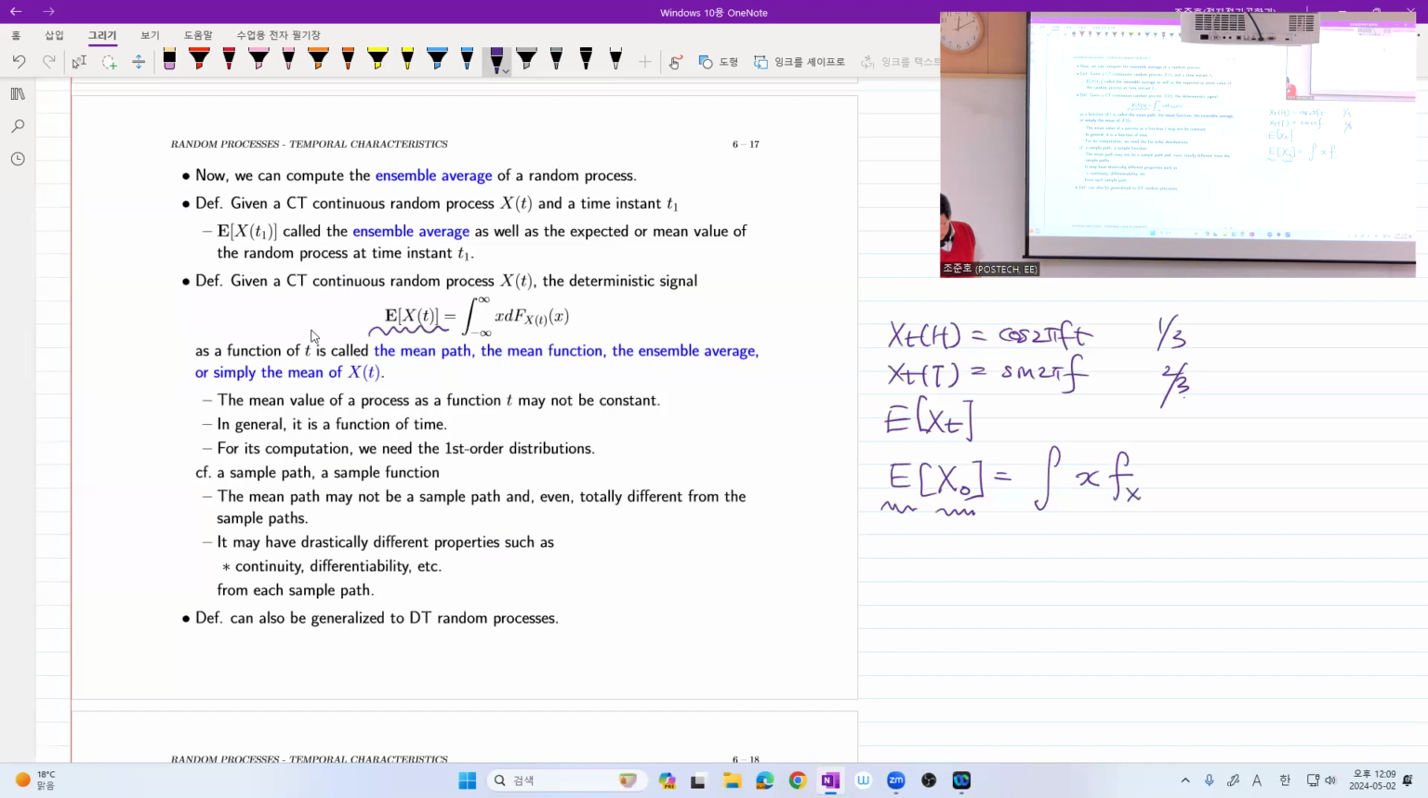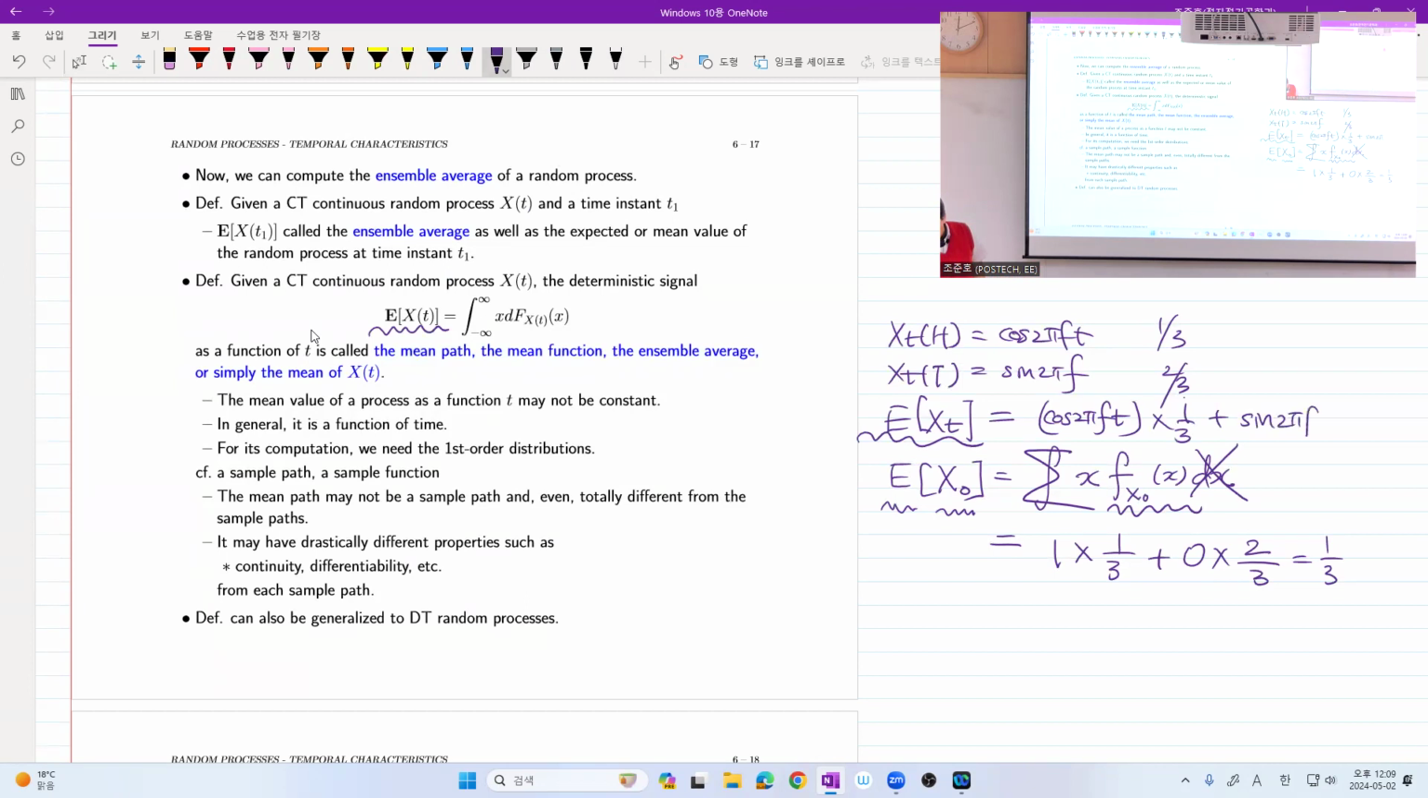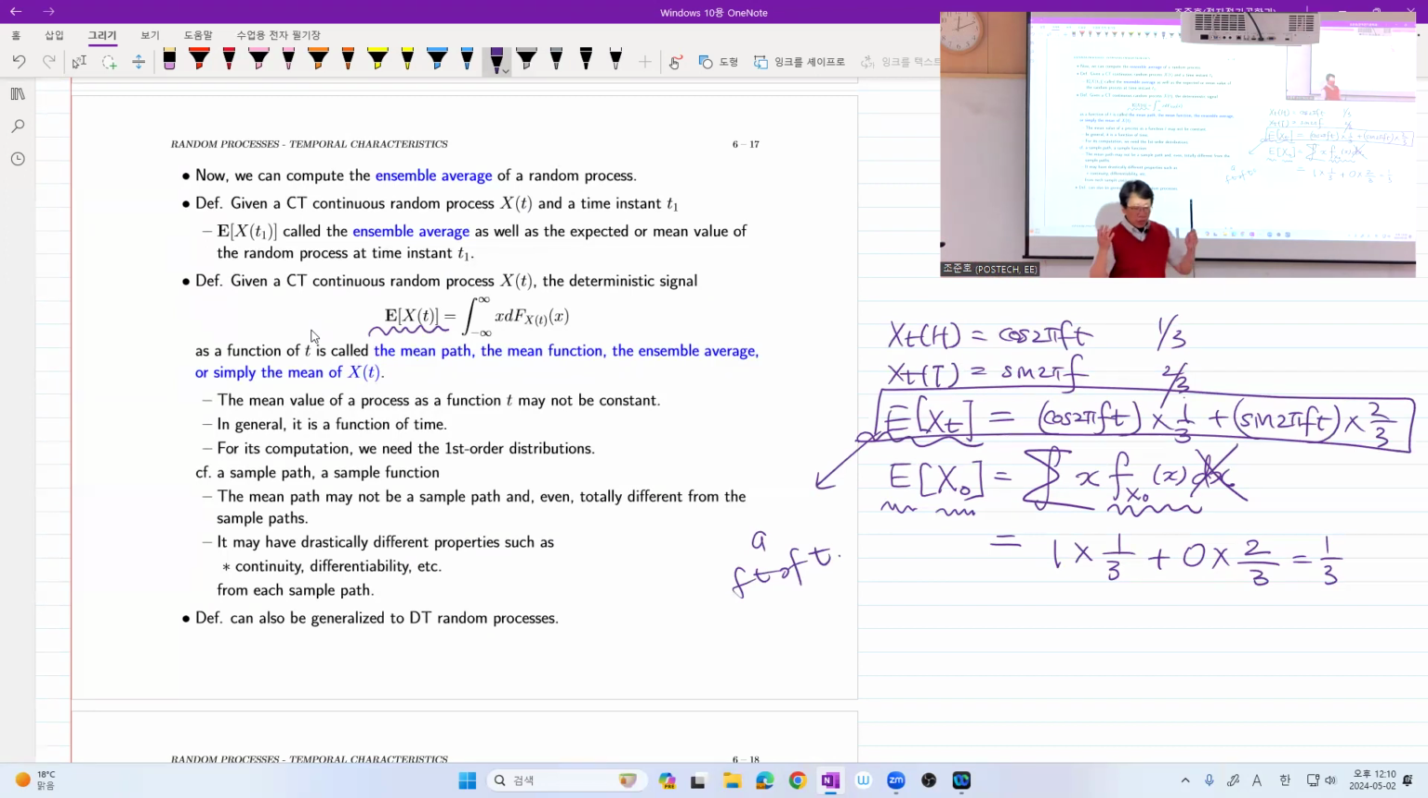So at time zero, you have a random variable, right? What is that? This is one. This is zero. So value 1 times probability 1 third, value 0 times probability 2 thirds, so you have 1 third. Right? And similarly, this original question can be written as the value cosine 2 pi ft times probability 1 third plus sine 2 pi ft times 2 thirds. And actually, this is what? This is a function of t. Right? It's obvious, right? Expected function.